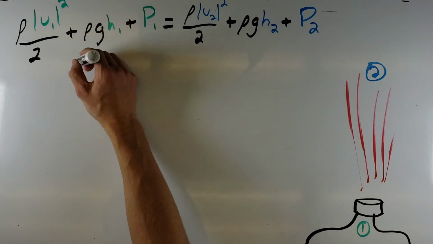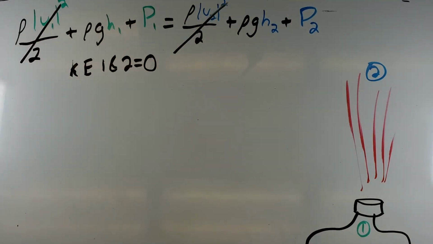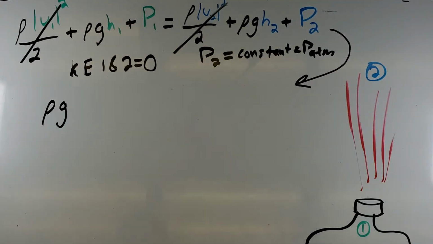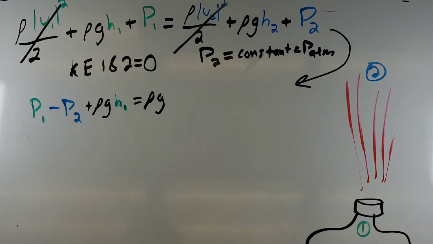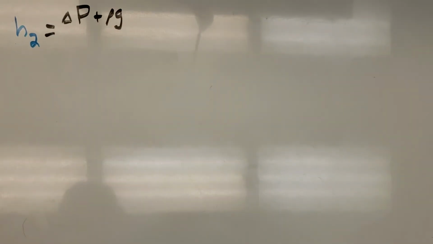Just inside the bottle and at the top of the spray, velocities are 0. P2 represents atmospheric pressure, a constant, so using a manometer, we can find values for the change in pressure, P1 minus P2. Using measured values for pressure and density, we can estimate the height of the geyser.